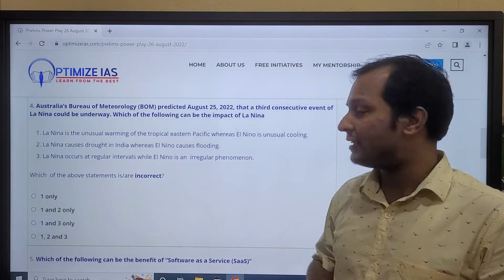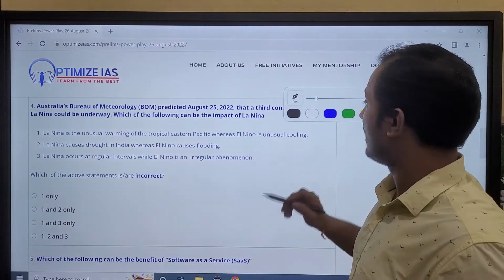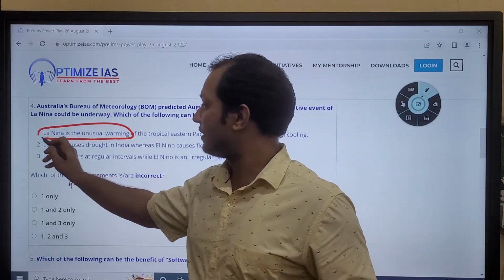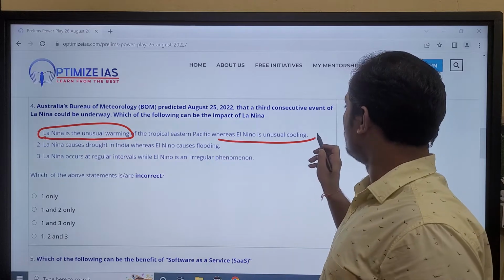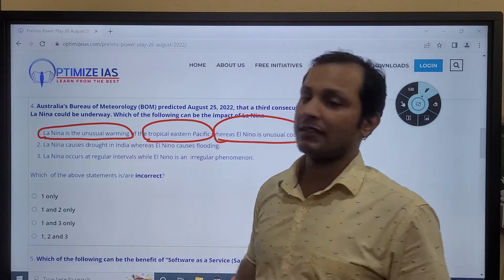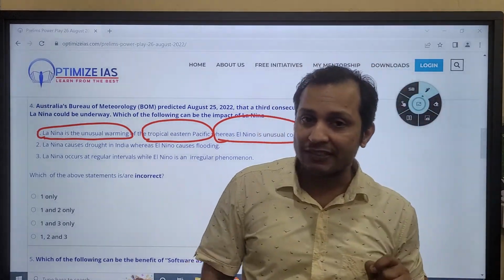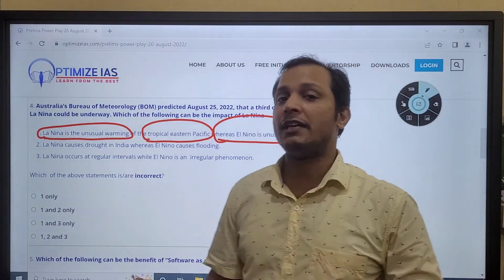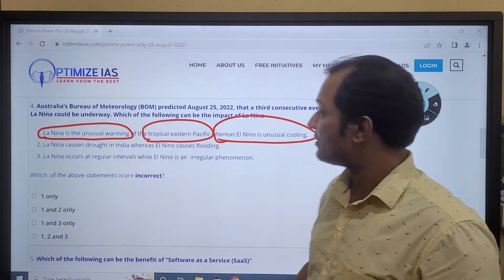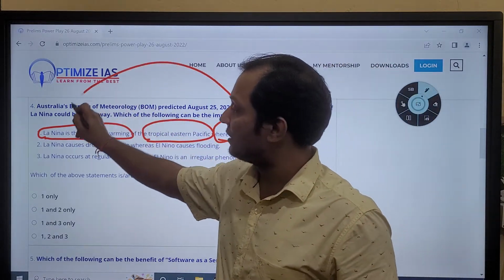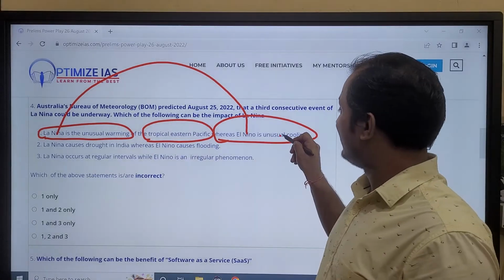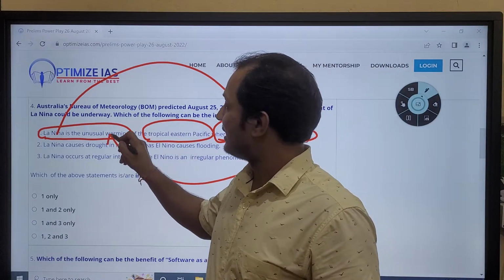Let us try to read the statements. The first statement says that La Nina is unusual warming and El Nino is unusual cooling of the tropical eastern Pacific. Guys, I have told you in my previous lectures of the prelims power play and also optional elimination techniques that whenever two similar terms are compared, generally what UPSC does is change the related terms.